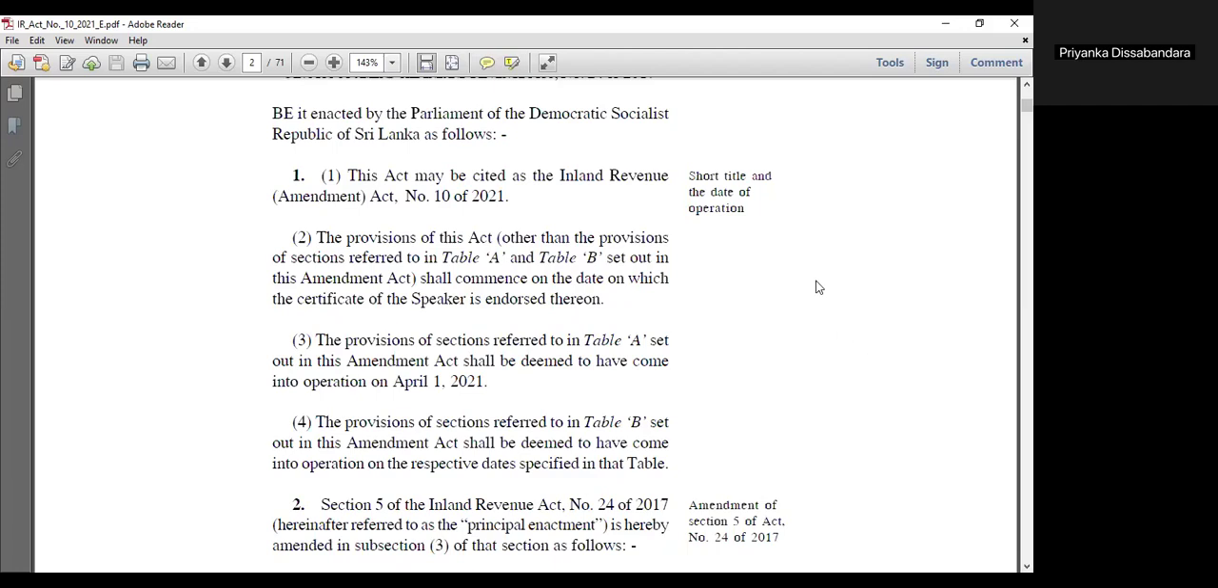Here we have the short title and the date of operation. So now we are going to amend some sections of the Principal Act. When we are amending that Principal Act, some sections are effective from some days and some sections are effective from another day.